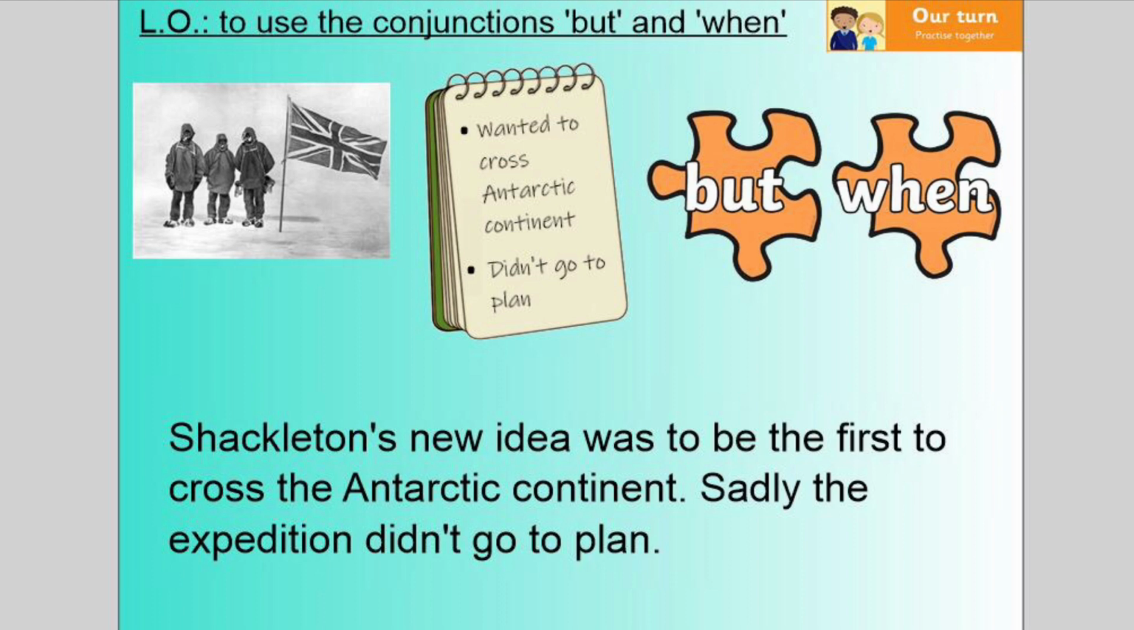Let's look at this final one together then. Shackleton's new idea was to be the first to cross the Antarctic continent. Sadly, the expedition didn't go to plan. Which conjunction should I use?